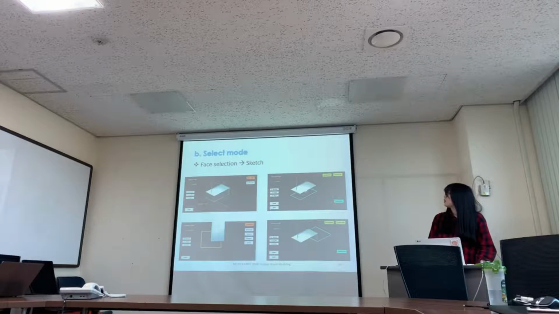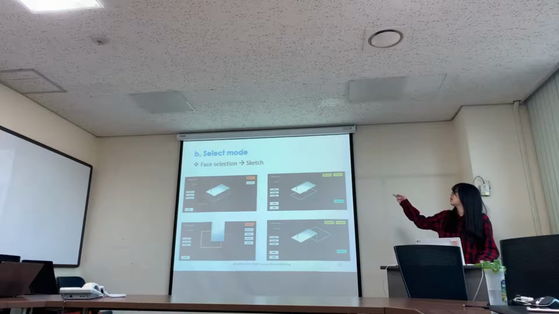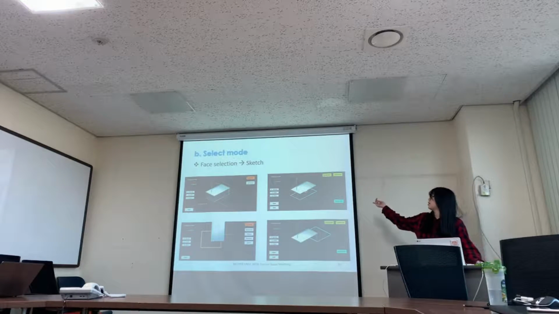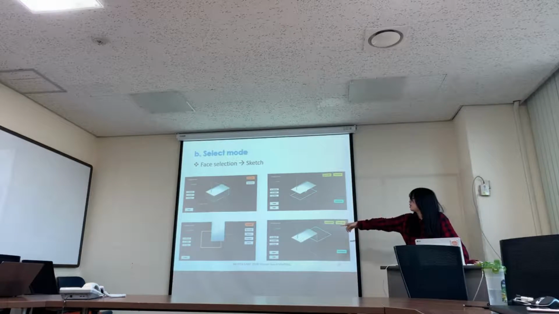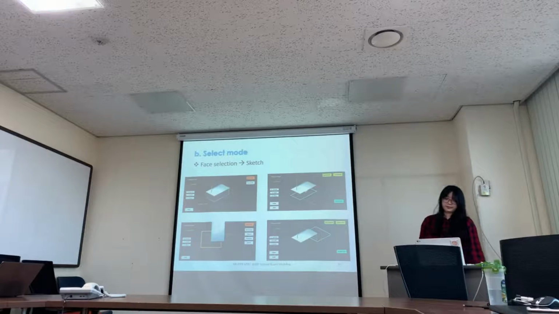And then after face selection, we can sketch on the face. So this is the order. After making extrusion, we select the face, and on the face we can sketch the rectangular feature, and this is the result.